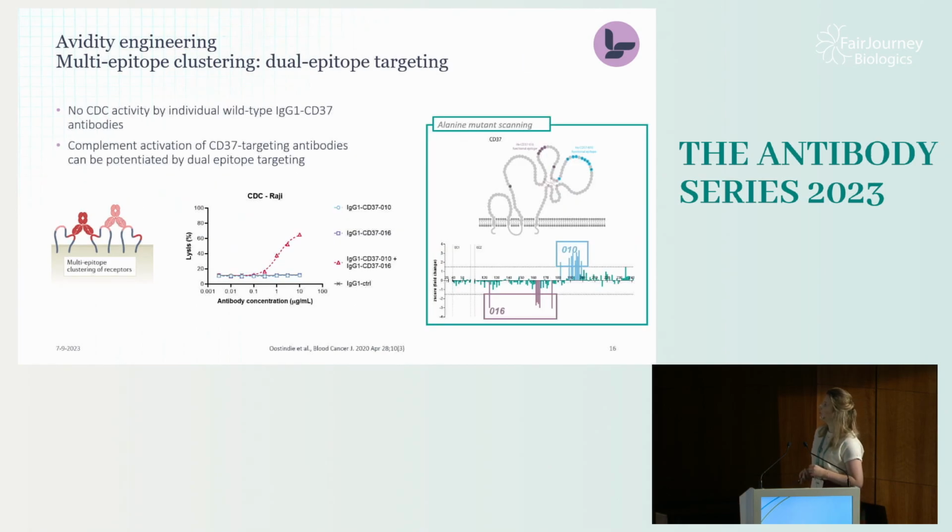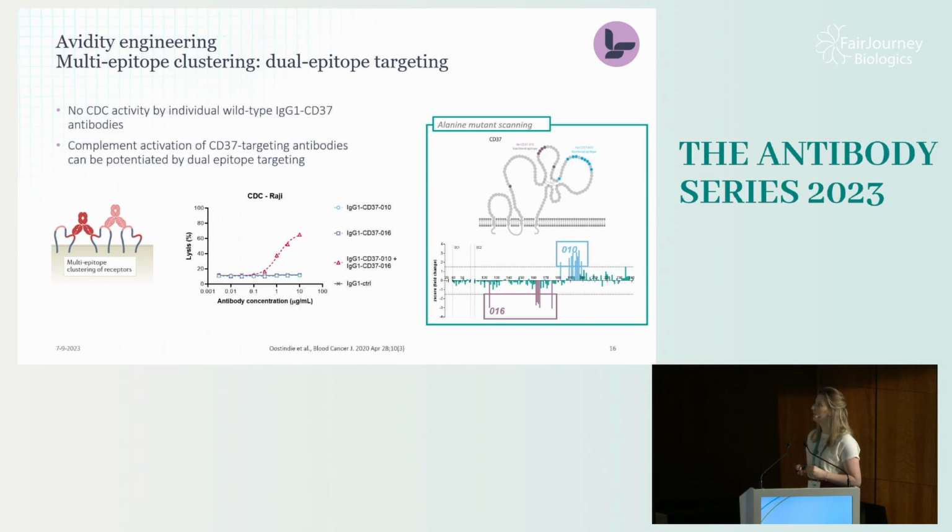So then, switching gears a little, I've already told you that the CD37 antibodies that we generated are not capable of inducing complement activation, and combining with CD20 really nicely potentiated this. But we had a whole panel of CD37 antibodies, and what was interesting is that once we started combining those, we saw some of the combinations actually potentiated complement activation together as well, so CD37 alone.